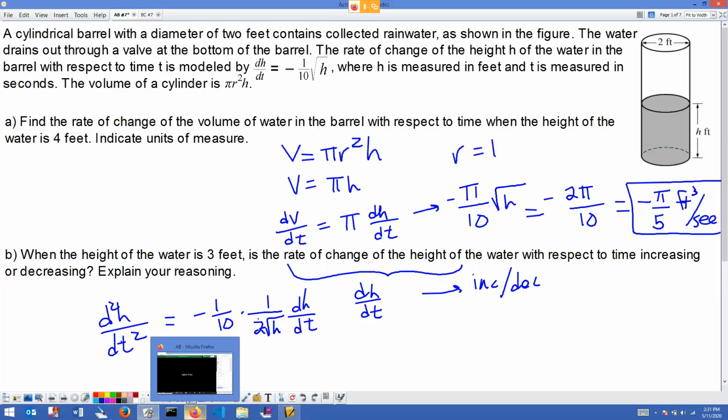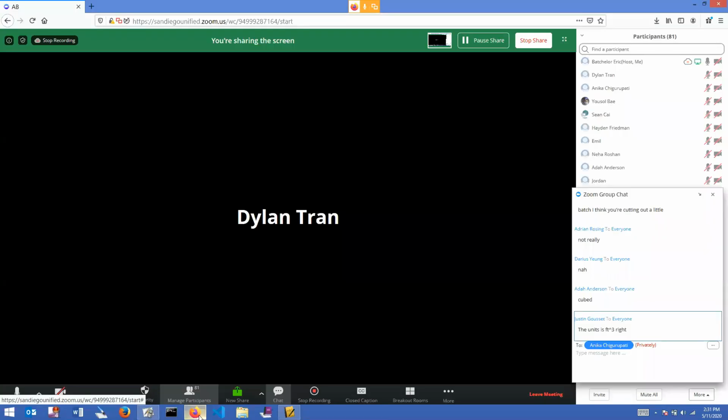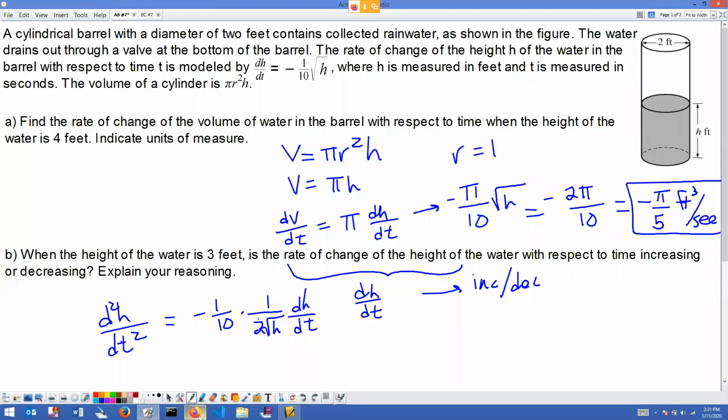Everybody good with that being the derivative there? Okay. So then when we simplify this out, we'll have to replace the dh dt with our original dh dt. So this becomes negative 1 over 20 root h times dh dt, which is negative 1 over 10 times root h. The root h's will cancel, and we just end up with 1 over 200.